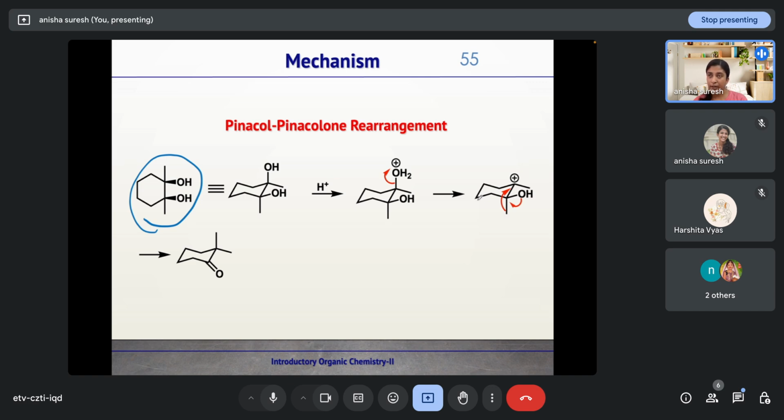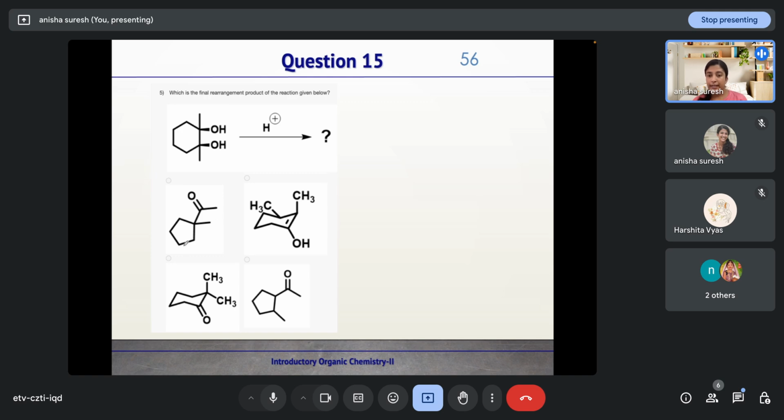So when there is cyclohexane system or decalin systems, try to draw the chair conformations for predicting the products. Okay. Yes, ma'am. Okay. So here the right answer is option B. That is the cyclohexanone product.